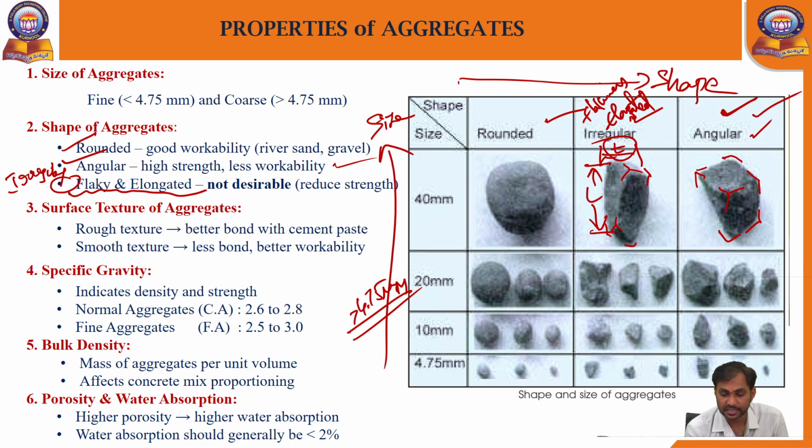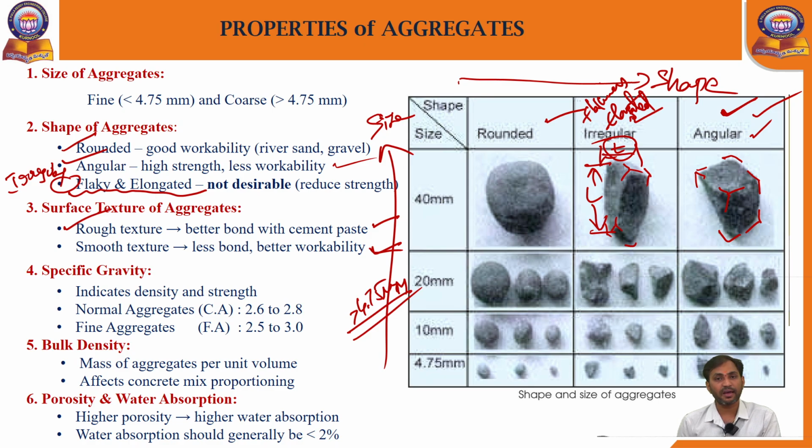Next, surface texture. See, do all the stone particles and aggregate particles have the same surface texture? No. Rough surface texture provides better bonding with the cement paste. Smooth surface texture gives less bonding, but it will have good workability. But for construction purposes, we will take rough surface texture.